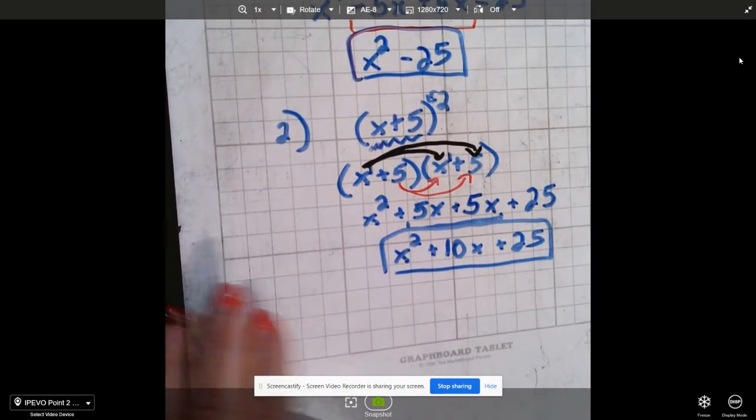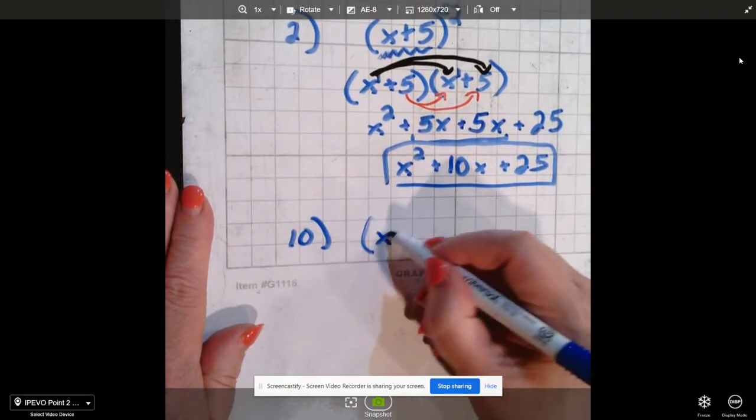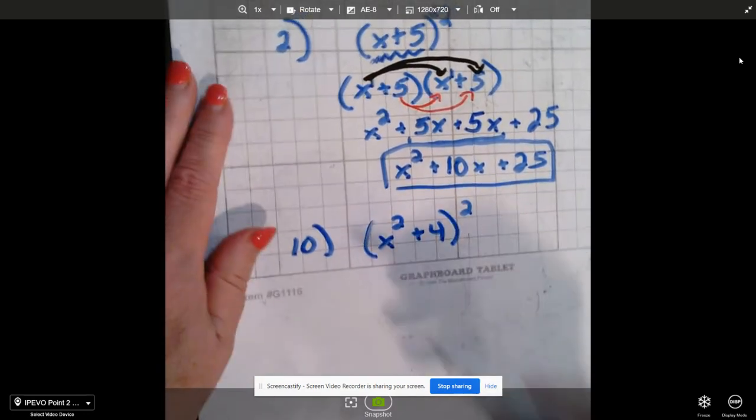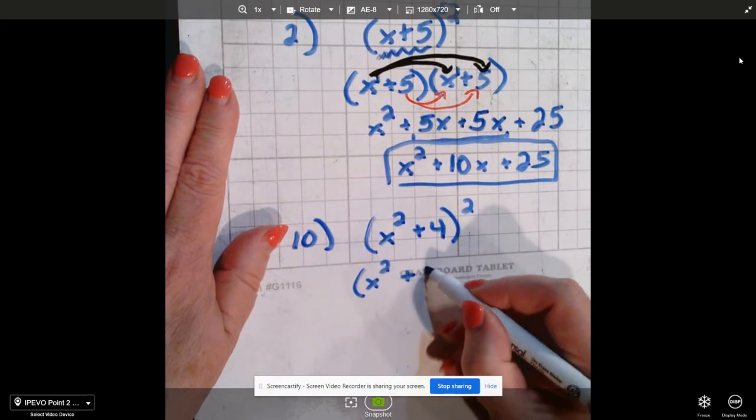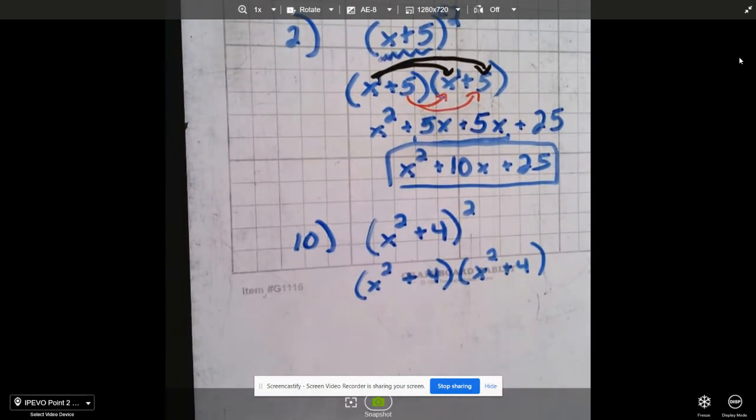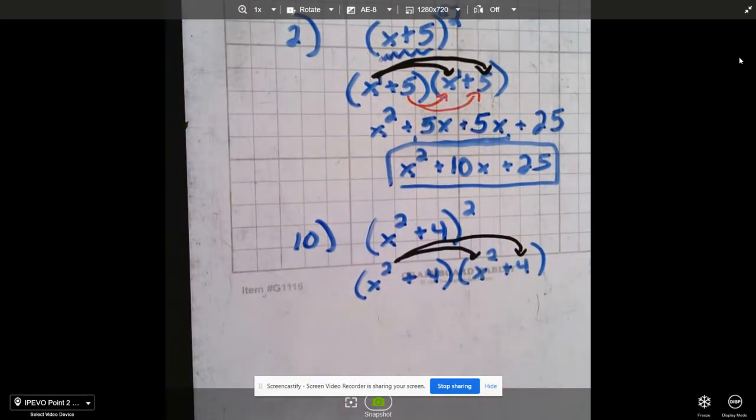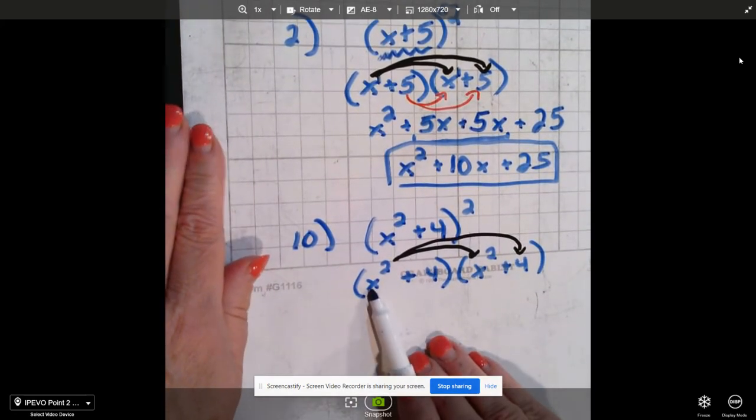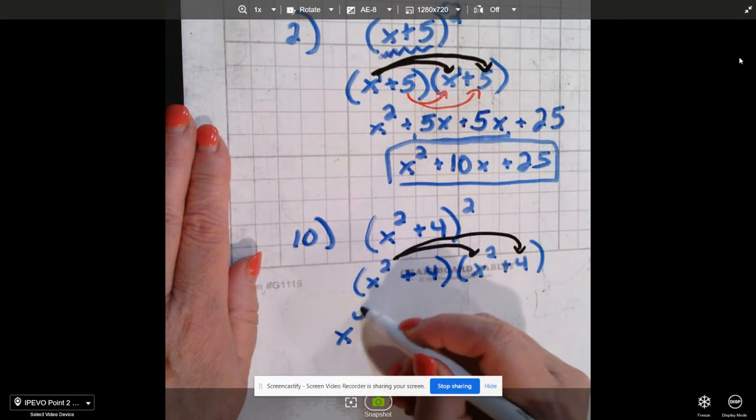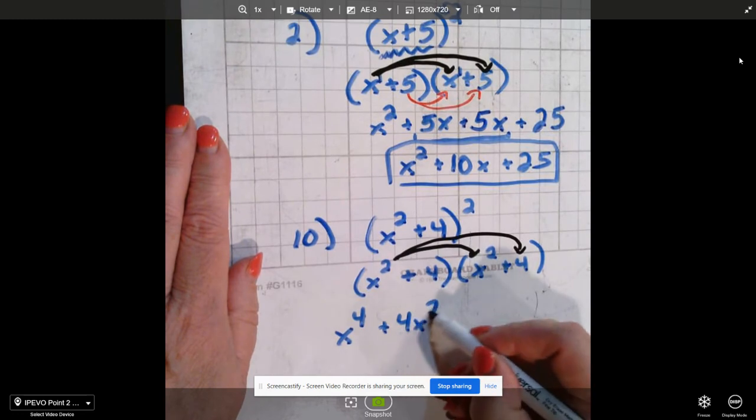And the last one I want to show you how to do is number 10. So number 10 is x squared plus 4, the whole quantity squared. So just like the previous example, this really is saying x squared plus 4 times x squared plus 4. So now again, you're going to multiply these two together and then these two together. But now remember, when you are multiplying x squared times x squared, you're going to be adding their exponents. So this would be x to the 4th, and x squared times a positive 4 would be plus 4x squared.